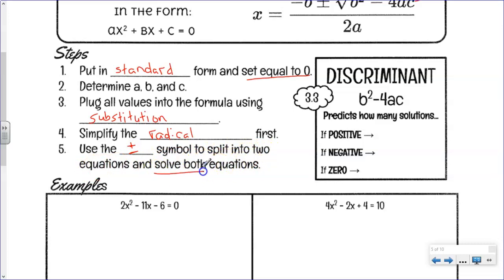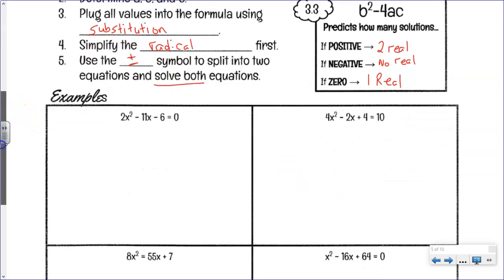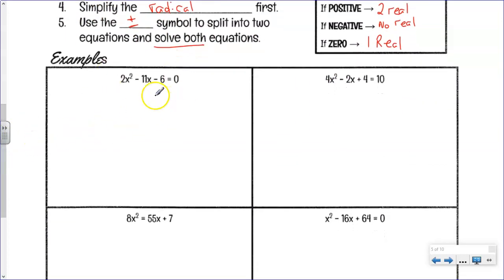Solve both. Okay? So yesterday we learned b squared minus 4ac predicts how many solutions. If it was positive, we had 2 real. If it was negative, we had no real solutions. And if it was 0, we had 1 real. So just to recap.